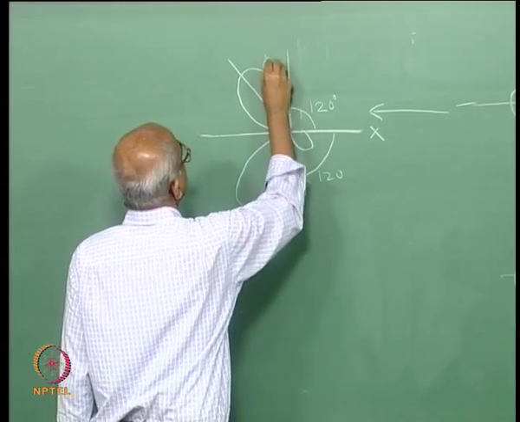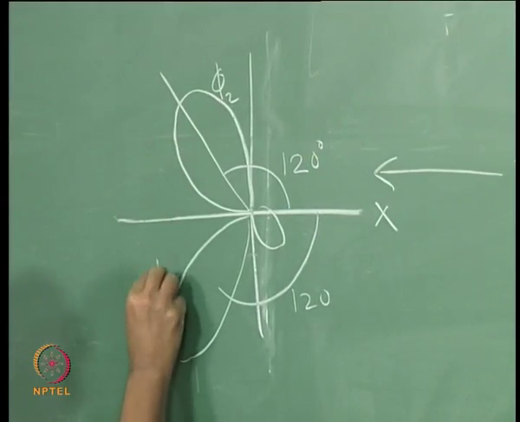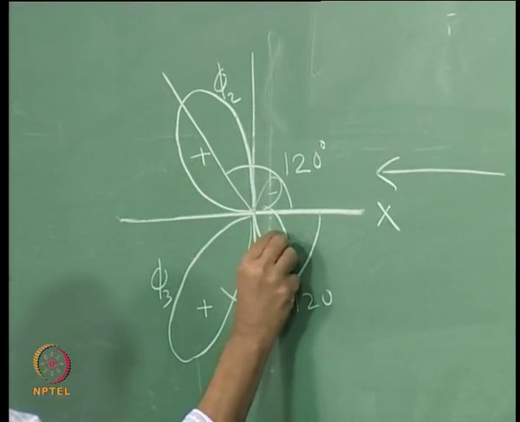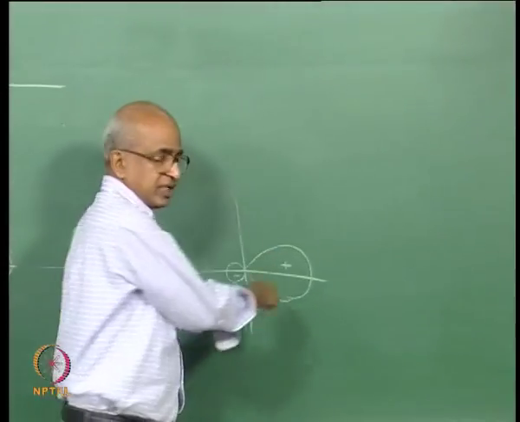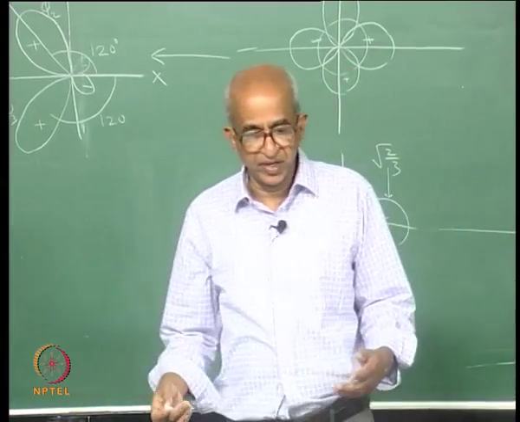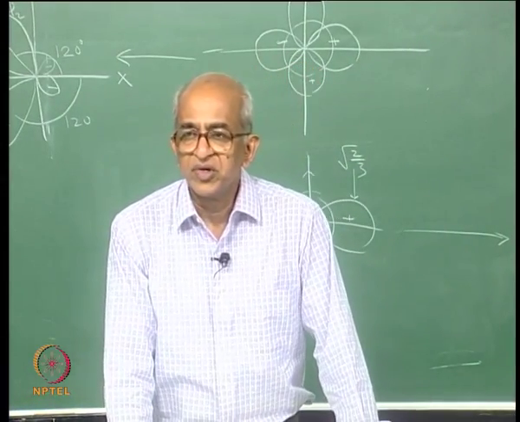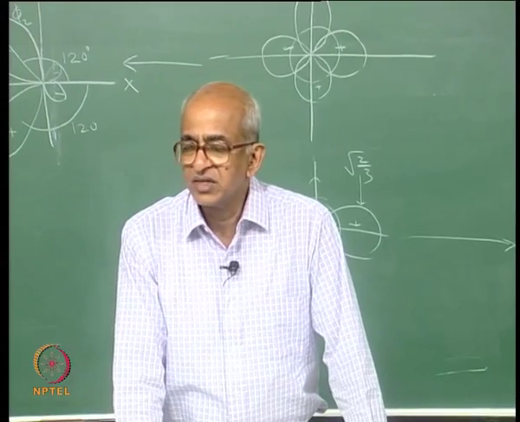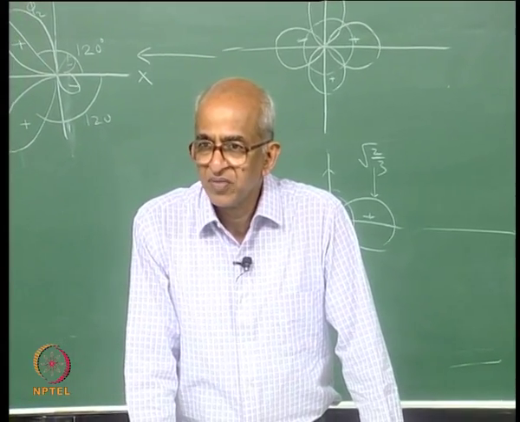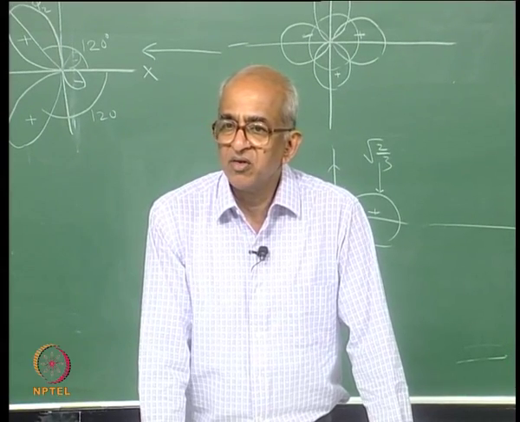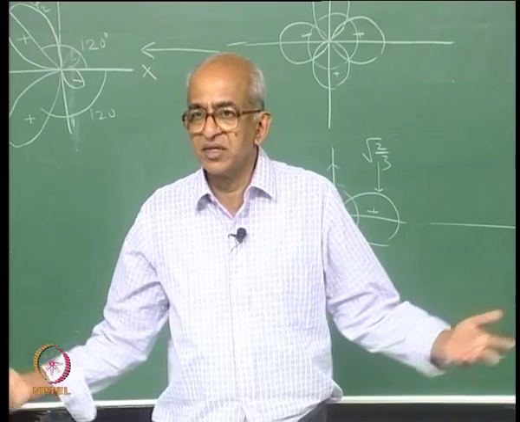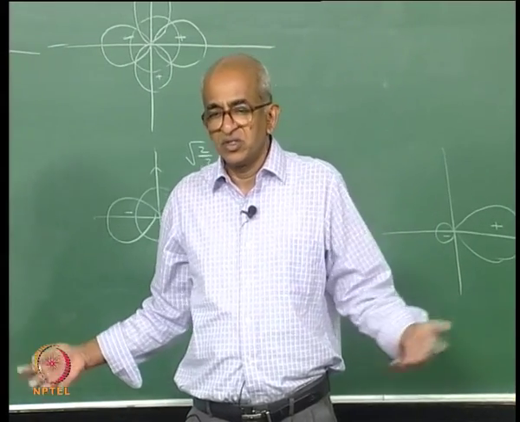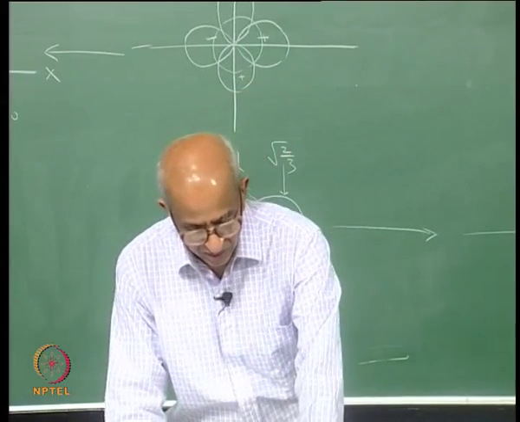So this is phi 2 and that is phi 3. This lobe is positive, that is negative, this one is positive, this is negative, and I have done the same kind of thing here. So these are the three hybrid orbitals. What you find is that the three hybrid orbitals are pointing towards the three corners of an equilateral triangle. These hybrid orbitals are then used to form bonds with the three chlorines. And naturally the three chlorines will be located at the corners of an equilateral triangle, thus explaining the geometry. And not only the geometry, the hybrid orbitals are all equivalent and therefore the bonds all have the same strength.